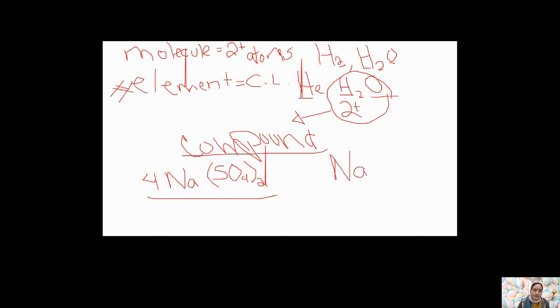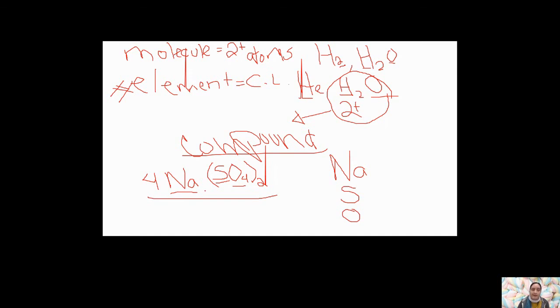That's our first step. Identify all your different elements. So we have first capital letter, next capital letter is a different element. Next capital letter is a different element, okay? So Na, S, and O are all the different elements we have.